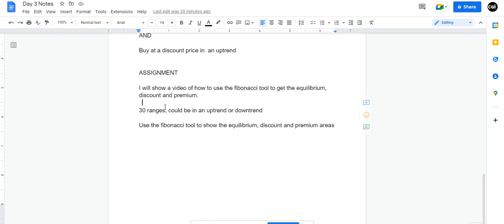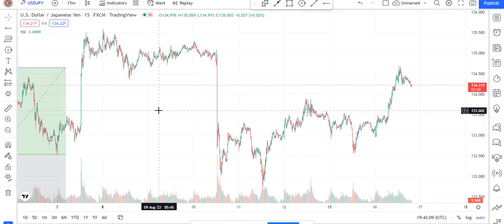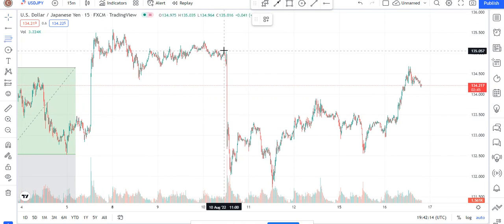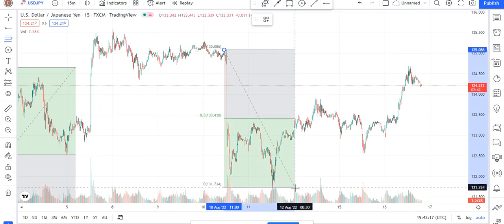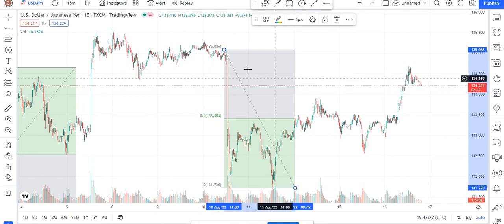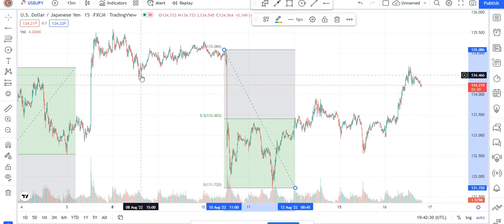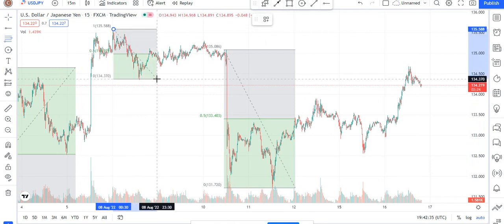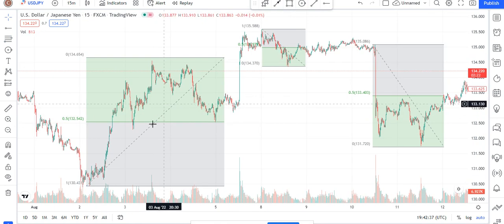You will find 30 ranges. Could be an uptrend or a downtrend. An example of a range is from here to here. This range is currently in premium, so all these areas we can start getting ready to sell if it is a proper downtrend. You find 30 ranges. You can say this range, one, another range here, two, another range here, three, another range here, four.